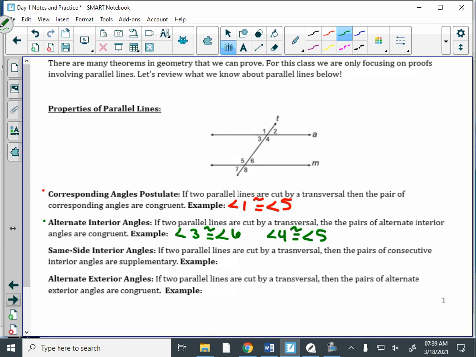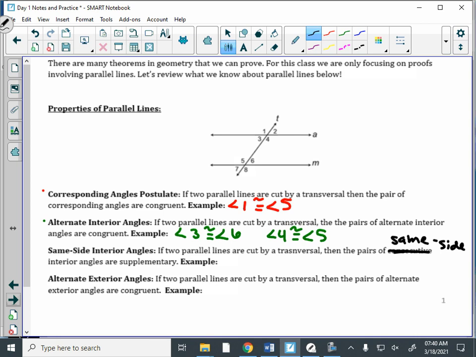Same side interior angles, and again, I didn't catch this. We used "consecutive" a long time ago, and I don't know why I didn't change it. That should be same side interior. Same side interior are a little bit different. They are on the inside and the same side, but they add to 180 degrees. We don't really use these as much for parallel line proofs, but it's good to review.